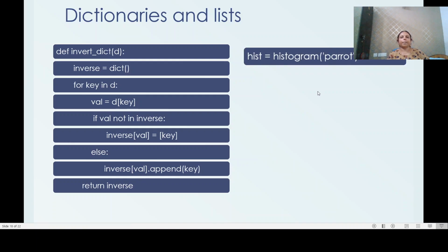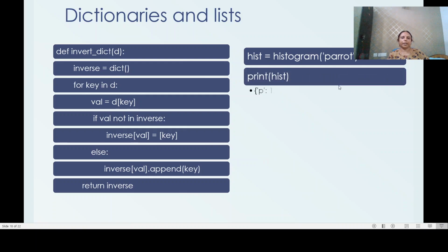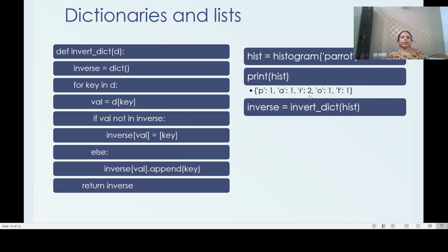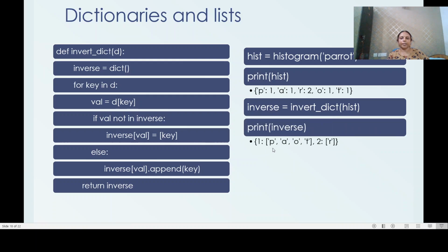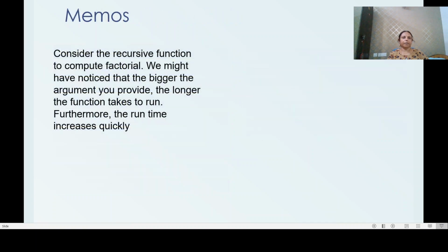So this is the example: histogram, print histogram. And the inverse of histogram will give me the values like this. Okay, so this is the output you get. So these are some of the applications of dictionary.